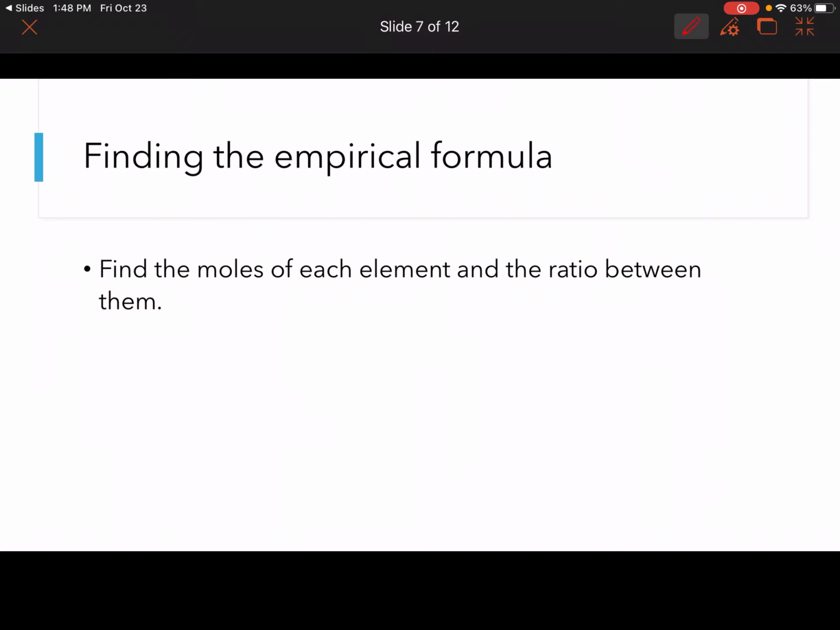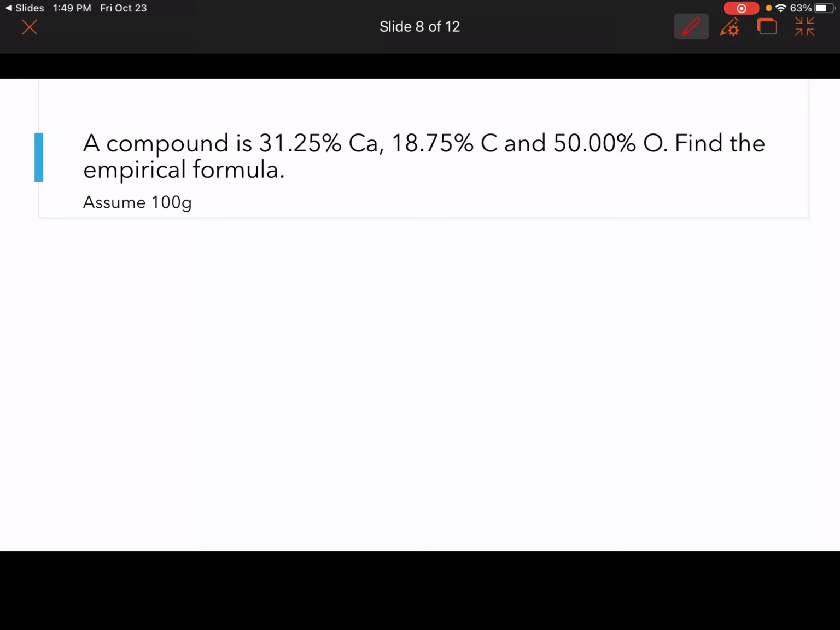Okay, so we're going to go through how to find the empirical formula. For the empirical formula, we're going to use percent composition by mass data, and then we're going to use that to find the mole ratios between all the different elements in a particular compound. So your strategy here is to find the moles of each element and the ratio between them. We're going to learn this by doing an example here. A compound is 31.25% calcium, 18.75% carbon, and 50.00% oxygen. We're going to find the empirical formula.